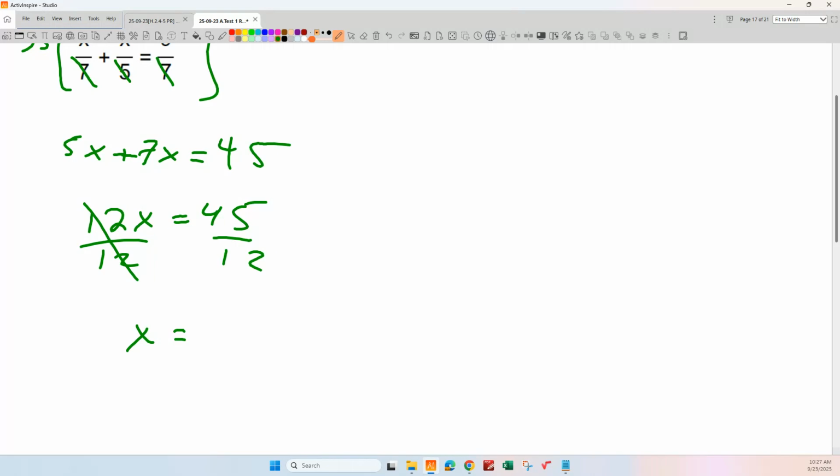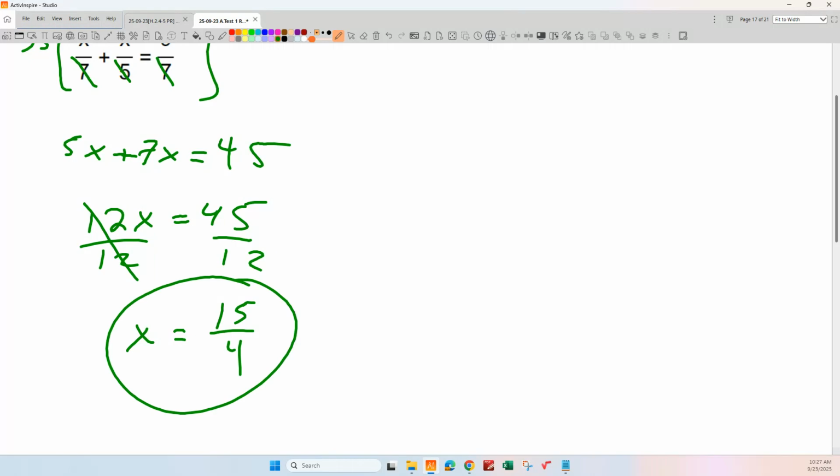What's a number that goes into both the numerator and the denominator? 3. So I could divide both by 3. 45 divided by 3 is 15. 12 divided by 3 is 4. And then I'm done, right? 15 over 4 can't be reduced anymore, so that's my solution, okay? How could I check it?